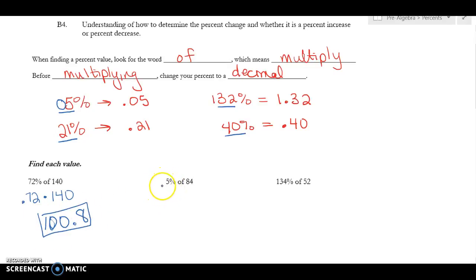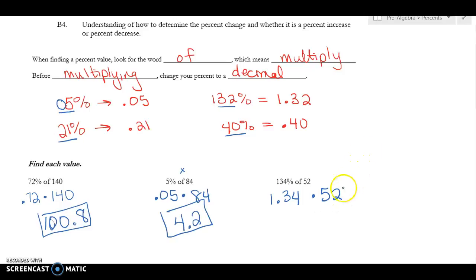5%, again, there has to be two numbers, so it's 0.05 times 84. Don't write an X for times. We're getting into algebra and you shouldn't do that. So 0.05 times 84 is 4.2. And then 134% is 1.34 times 52. So 1.34 times 52 is 69.68. So the first thing you do again is change it to a decimal and then you multiply.